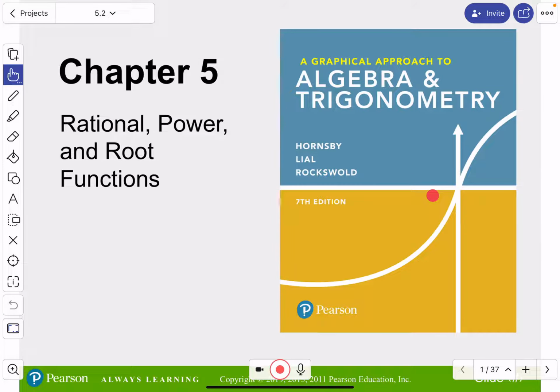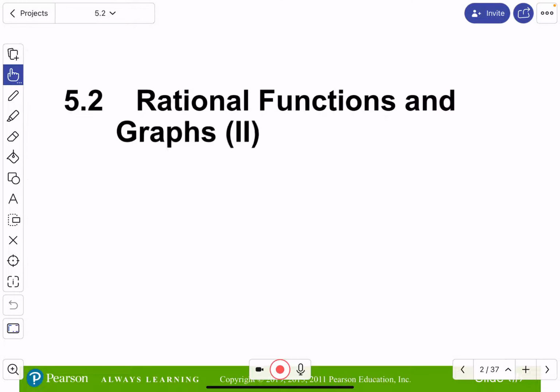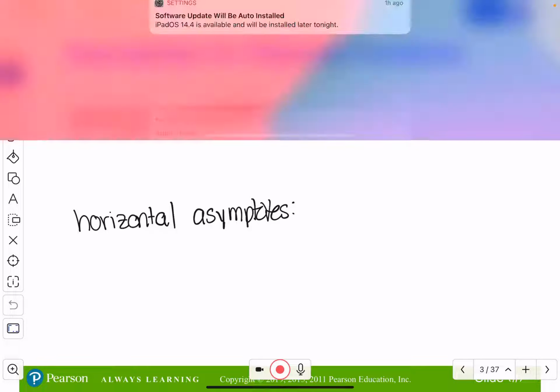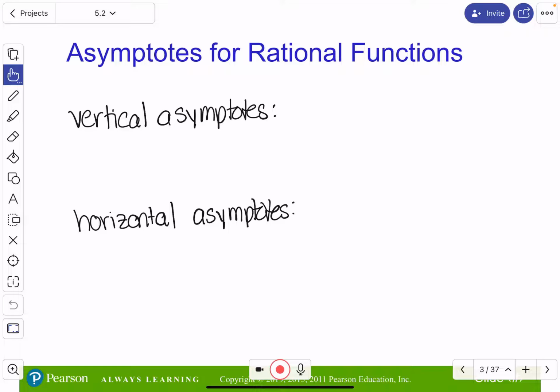All right, so chapter 5, rational root and power functions. We are now going to look at 5.2, which is looking deeper into rational functions and their graphs. So rational functions have asymptotes. An asymptote is a line that you approach but never cross.